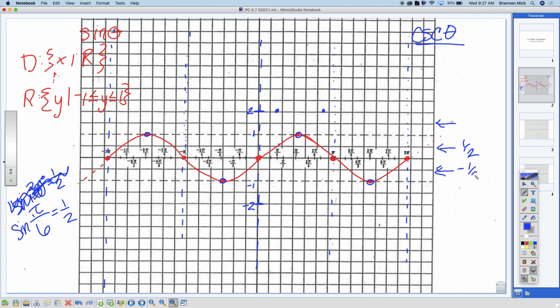Negative 1/2. I'm going to reciprocate it to what? 2 or negative 2. Do not worry about the grid marks. Pi over 6 is not even marked on here, is it? Okay, so you don't worry about where it hits. No, I want you to line it up with when you hit.